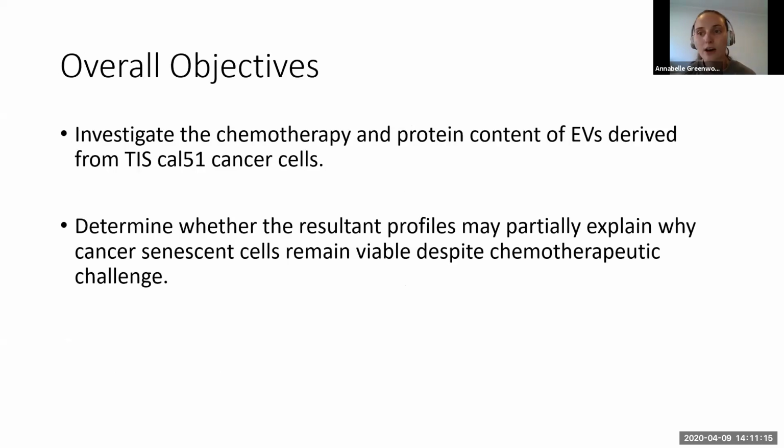Cool, so I'll just touch on the objectives that they stated in their paper. This is actually just quoted from the paper. They wanted to investigate the chemotherapy and protein content of EVs derived from TIS Cal51 cancer cells. The TIS was just therapeutic induced senescence. And then they wanted to determine whether the resultant profiles may partially explain why cancer cells remain viable despite chemotherapeutic challenge.